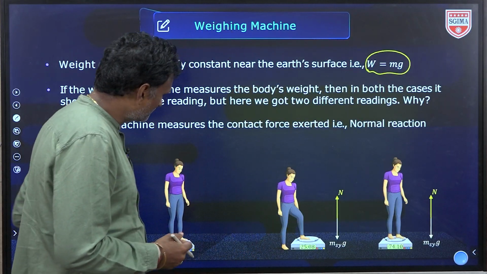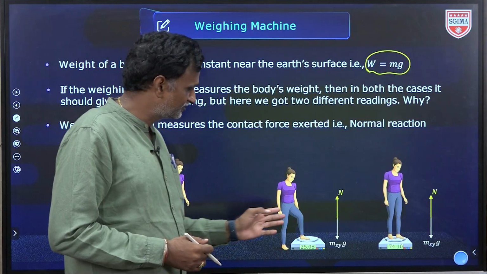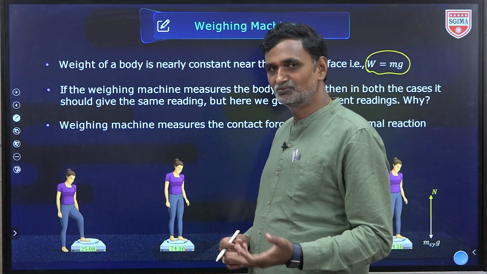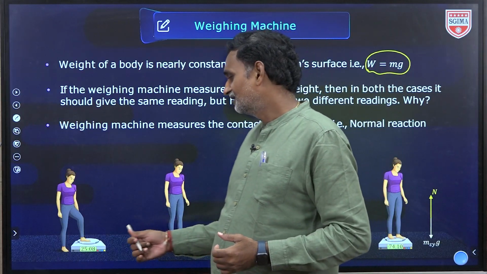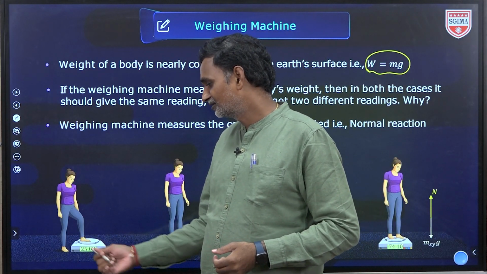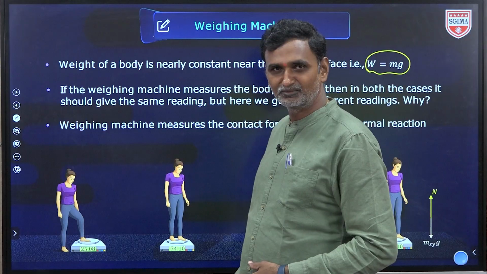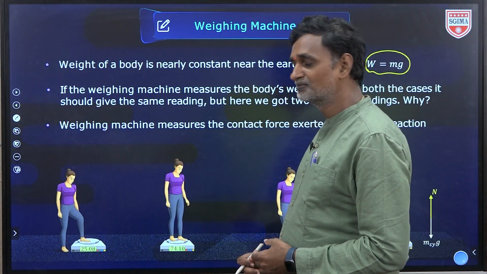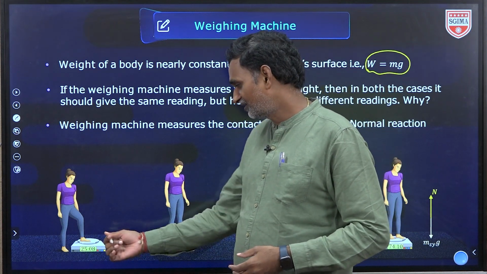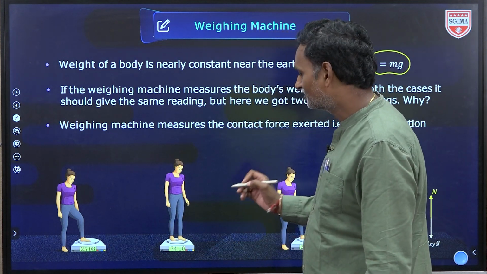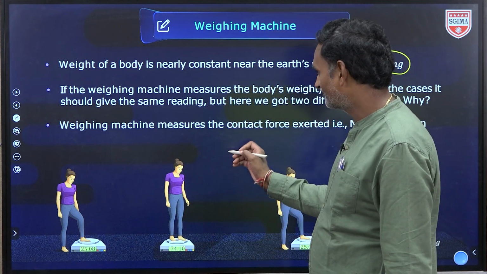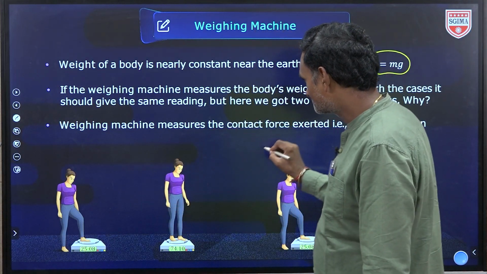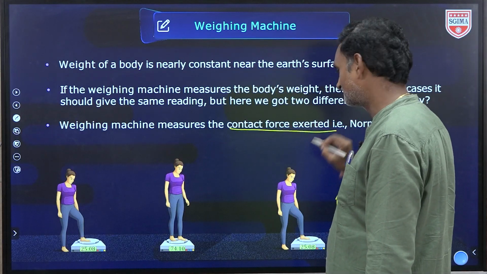But in the scenario, in the figure we have seen, the reading is different. So you might get the concept, sir: the weighing machine does not always give the complete weight of the body. That explanation will be given in the last point. The weighing machine measures the contact force exerted.